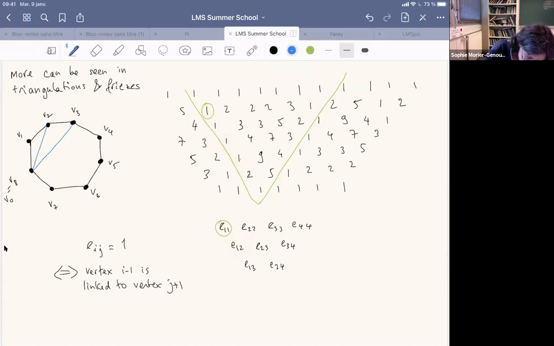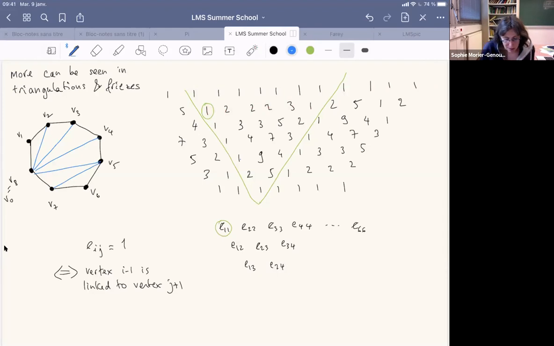So I draw here. And then there is a remaining one, which is located further here. So which one is this? It's 1, 2, 3, 4, 5, 6. So that's E66. So that means that vertex 5 is joined with vertex 7.